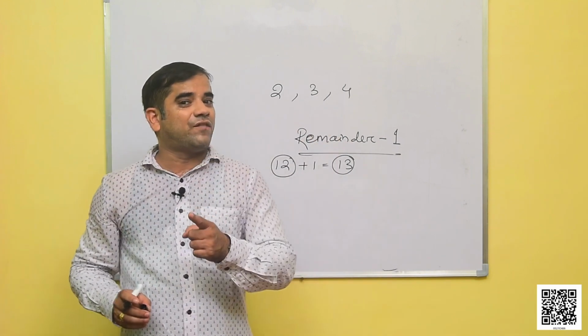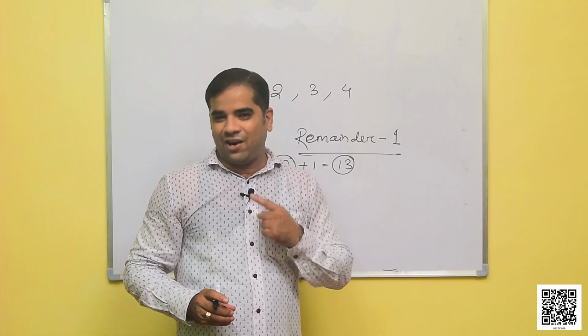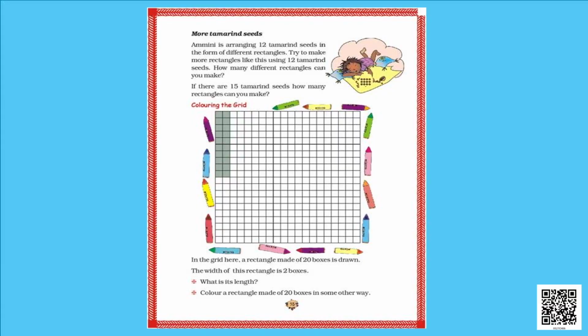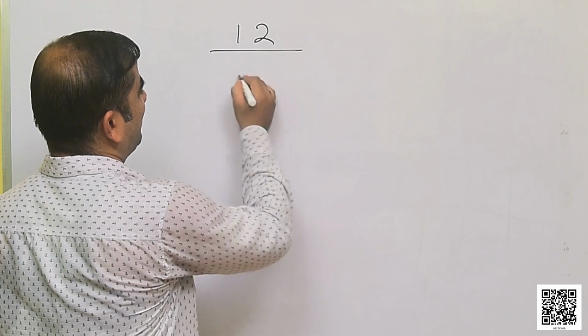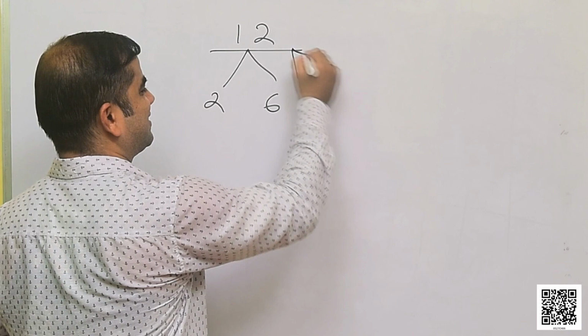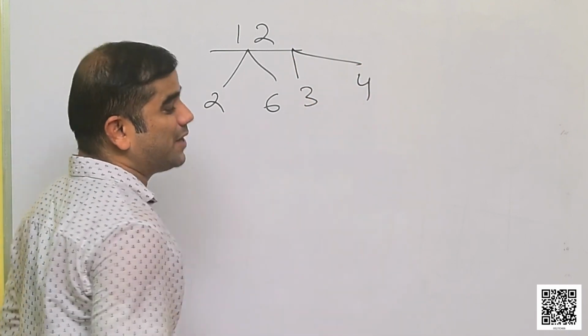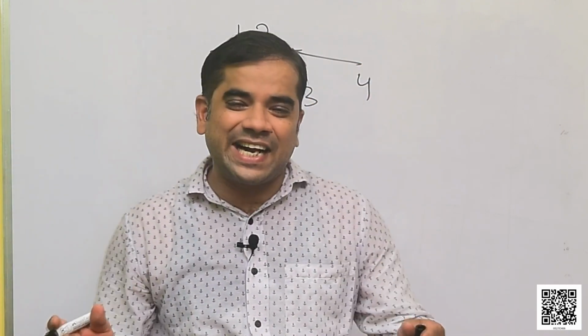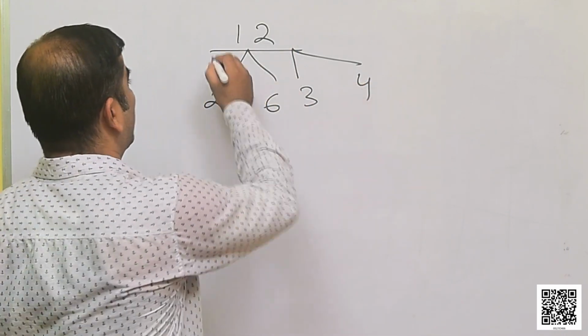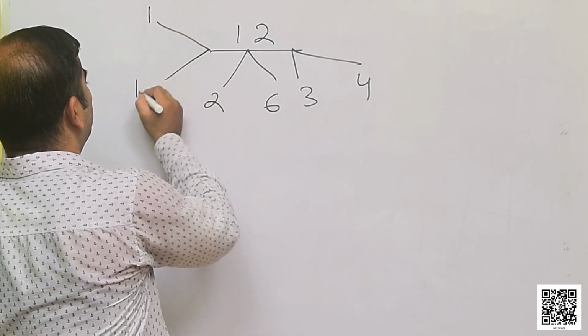Now you solve the puzzle given in your book, and I hope you can solve it very well. If we take some more tamarind seeds, for example 12, how can we make a rectangle out of that? Let's check. 2 6s are 12, again 3 4s are 12. So we can make rectangles of 2 and 6, 3 and 4, as well as 1 and 12.